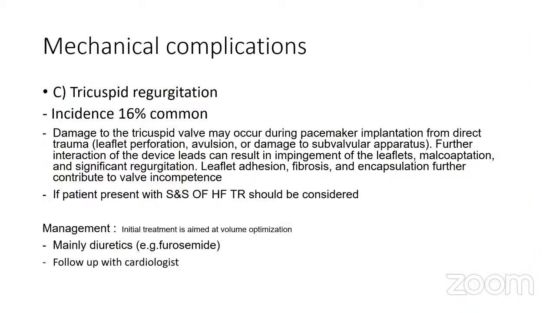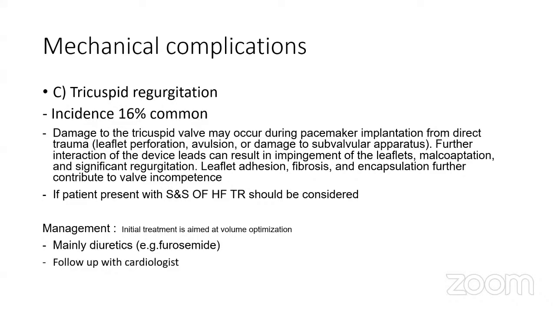Next is the tricuspid regurgitation, with an incidence of 16%, which is considered common. It can be direct, which is very operative, and it can occur during the operation or in the long-term period. Damage to the tricuspid valve may occur during a pacemaker implantation from direct trauma, leaflet perforation, avulsion, or damage to the subvalvular apparatus, or further interaction of the device can result in impingement of the leaflets, malcoaptation, and significant regurgitation.